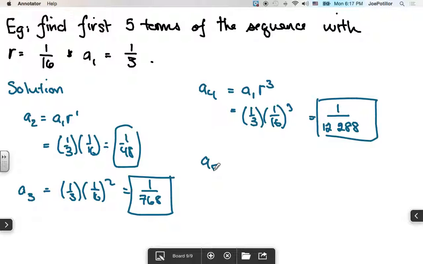Lastly, a sub 5, a1 r to the fourth equals 1/3 times 1 over 16 to the fourth power.